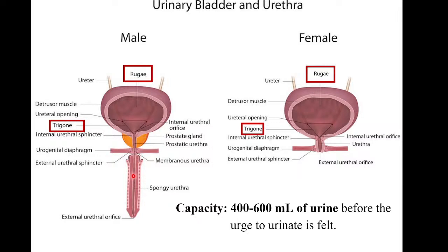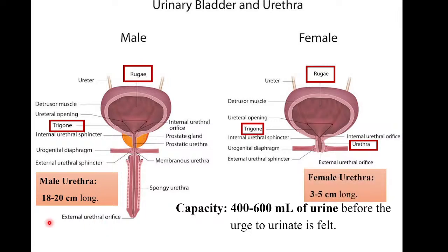The urethra is the final passage through which urine is expelled from the body. It varies in length between males and females. If you see the male urethra, it is about 18 to 20 centimeters long, but this length may differ in some books. The average is around 18 to 25 centimeters, but some books write it as 25 centimeters long. The male urethra is divided into three parts: prostatic urethra, membranous urethra, and spongy urethra.